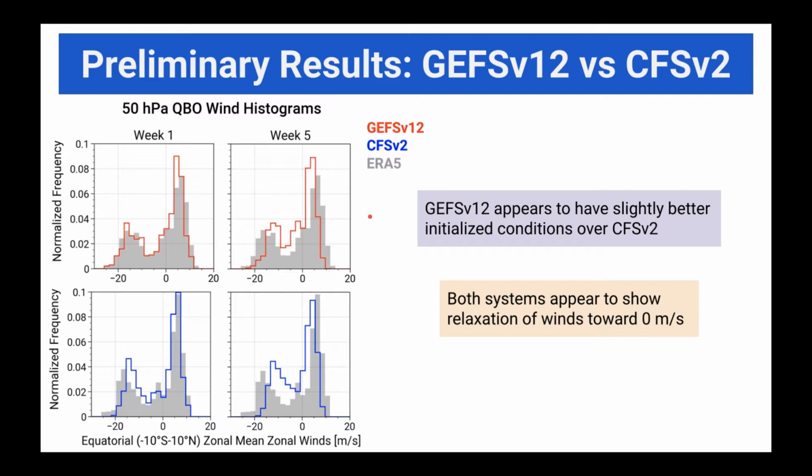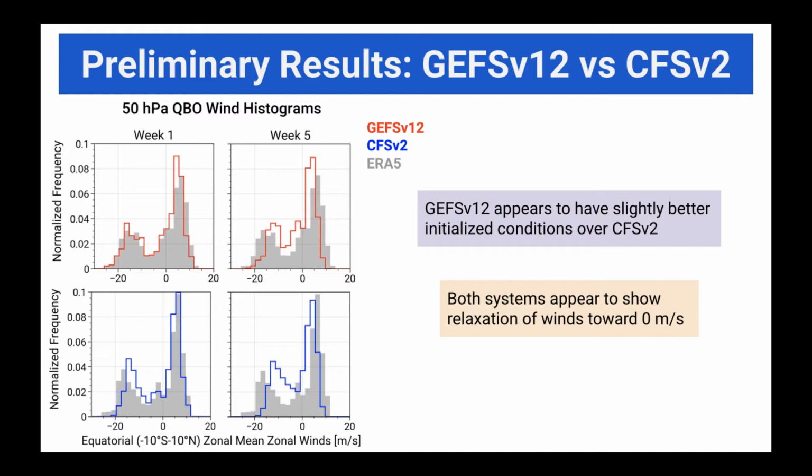Now, we haven't just been utilizing the GEOS V12, we've also been looking a bit at CFS V2, which has been used for subseasonal to seasonal forecasts for many years now. The main difference between these systems is that there aren't as many stratospheric levels with the CFS V2 data available to work with. So generally, we've put together comparisons between GEOS V12 and CFS V2 as histograms.